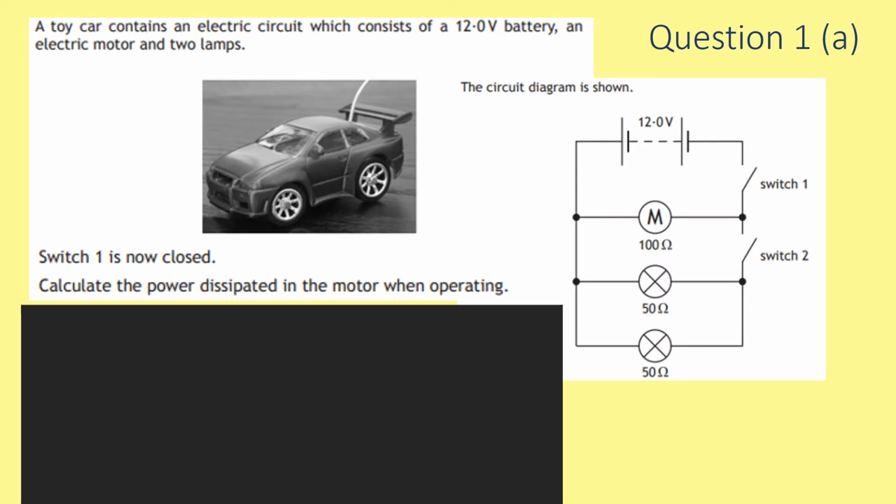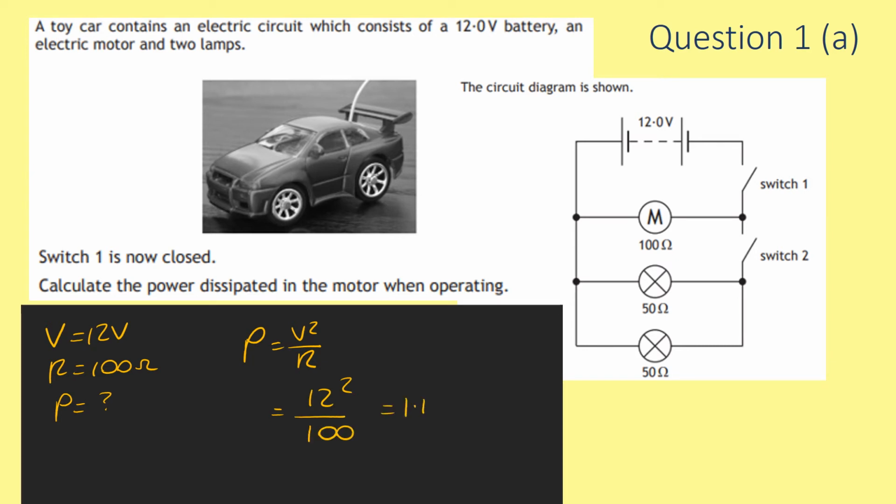First step in every calculation question is to write down what we know. We're looking at the motor. The motor is connected in parallel with 12-volt supply, so I can say that V is equal to 12 volts. The motor has a resistance of 100 ohms, so I could say R is equal to 100 ohms, and I want to calculate power. So this is very similar to the question we did in the multiple choice. Our equation from the relationship sheet is P is equal to V squared over R, which is equal to 12 squared divided by 100, giving us a value of 1.44, remember your units, watts.